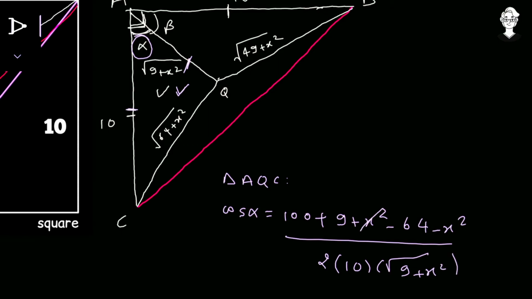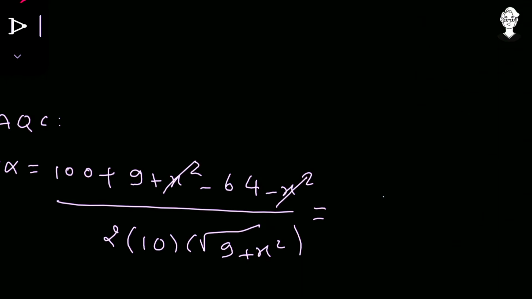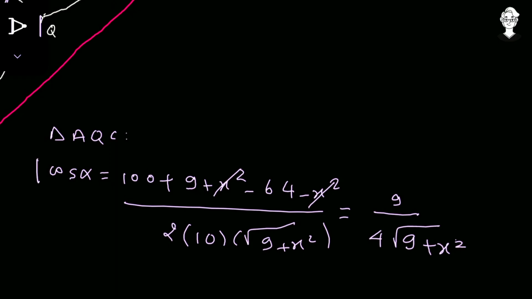Okay, so plus x square minus x square got cancelled out. 100 plus 9, 109, 109 minus 64 is 45. So 45 upon 2 into 10, 20. So 45 upon 20 gives me 9 upon 4. So ultimately the value of cos alpha becomes 9 upon 4 times square root of 9 plus x square. Writing it clearly, square root of 9 plus x square. This is the value of cos of alpha. Remember, this is the cos alpha over there, and this is the value which we have got.